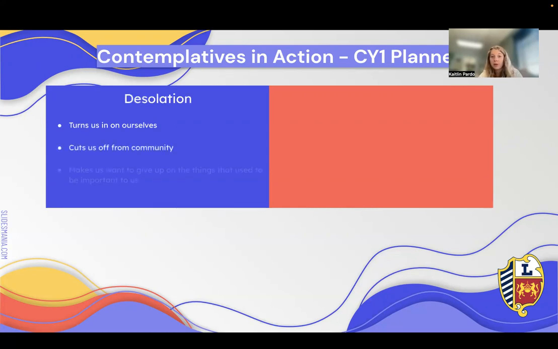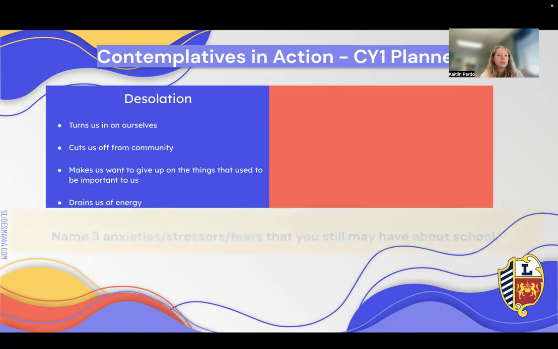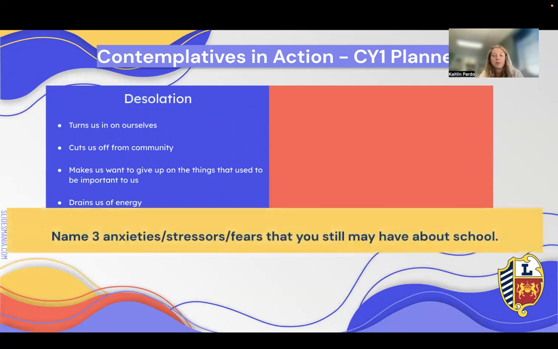It cuts us off from one another. That's isolation. Sometimes it makes us want to give up important things, and it drains us. That's desolation. So we want them to name 3 anxieties or stressors that they might still have about school. They're going to write that down. They're not going to share it with anybody.